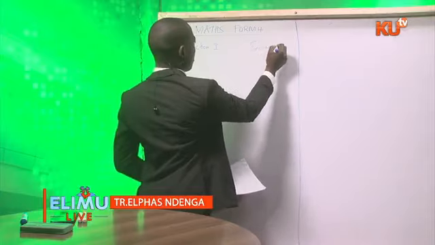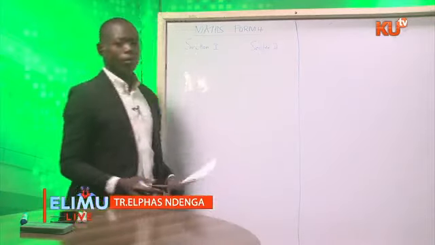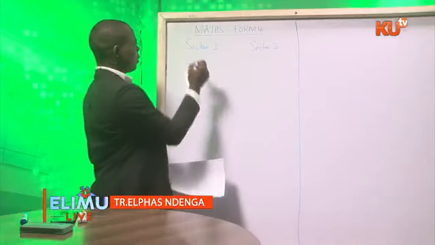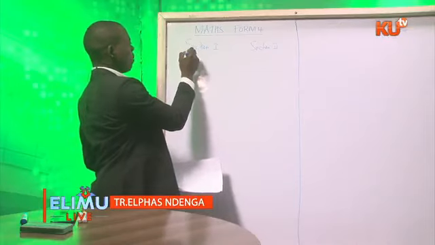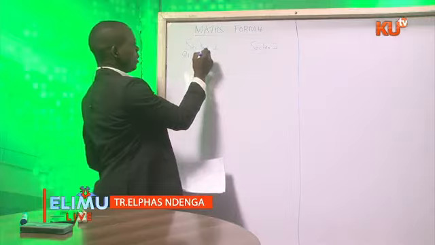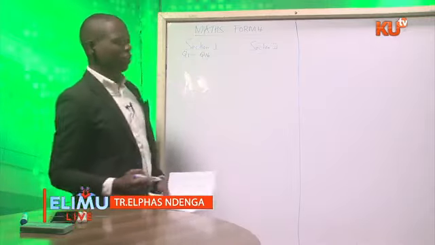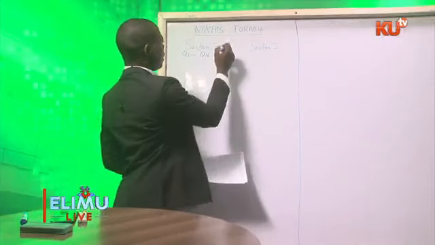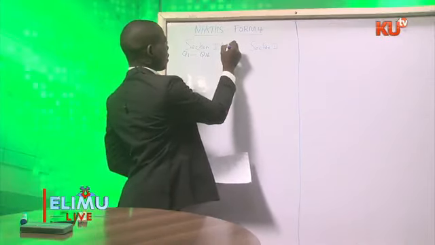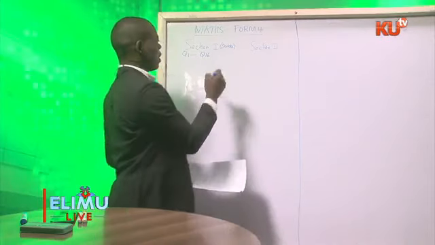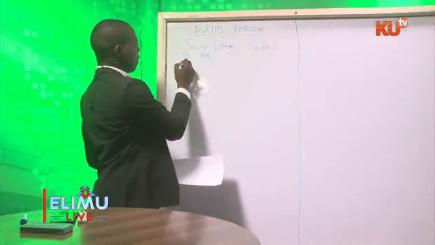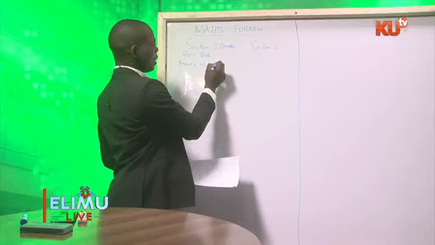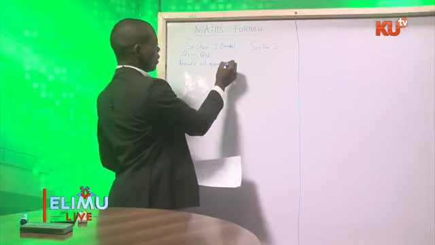Section 1 and Section 2. When talking about Section 1, these are short structured questions from question number 1 all the way to question number 16. And this section has 50 marks. And the instructions are you answer all the questions.